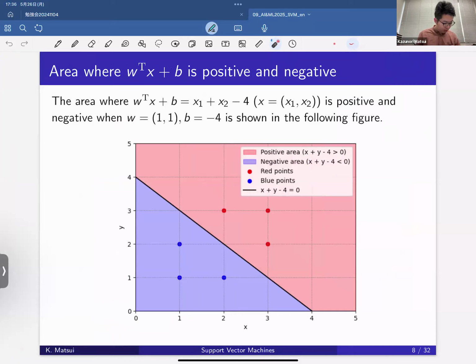Okay, so when we use the parameters w equals 1, 1 and b equals minus 4 from earlier, if we color the area where wx plus b is positive in red, and the area where it is negative in blue, it looks like this.